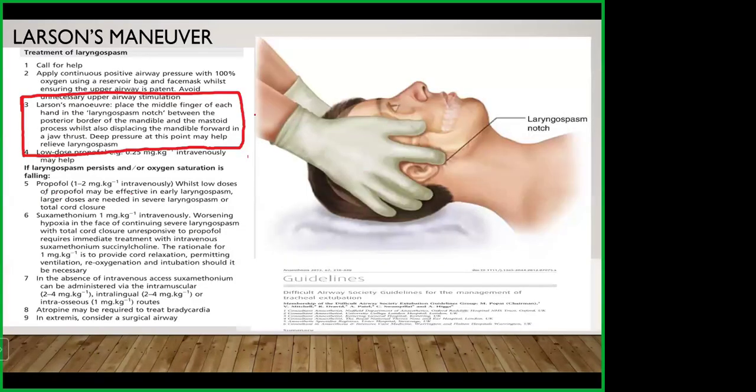After this maneuver, if it doesn't resolve, you can give Larson's maneuver, where you place the middle finger of each hand in the laryngospasm notch between the posterior border of the mandible and the mastoid process. The Difficult Airway Society guideline has also recommended the Larson maneuver before proceeding with pharmacological interventions.